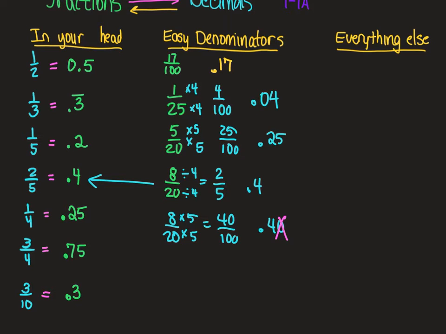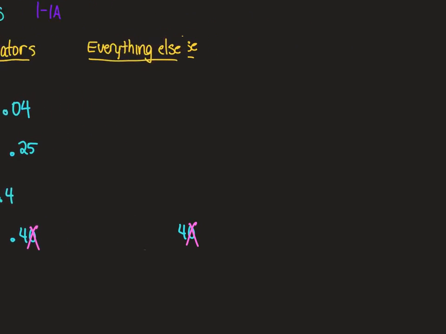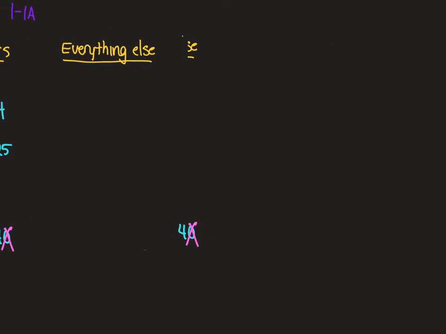So to recap, we have some that we've just memorized. We've been doing this long enough that we just know them. We have some that have easy denominators. They can make 100 pretty easily. Then we've got everything else. So our strategy for everything else is divide. To change a fraction into a decimal, your basic step is to divide.